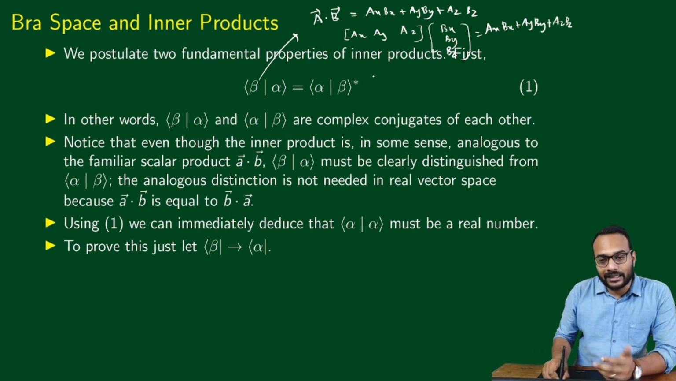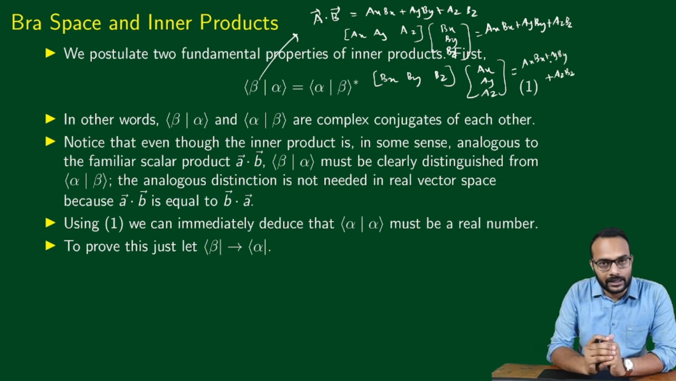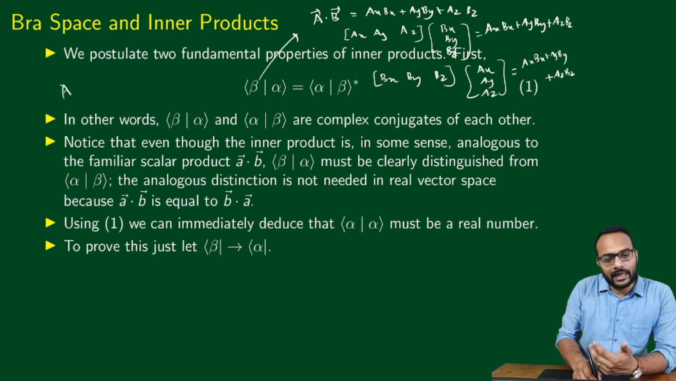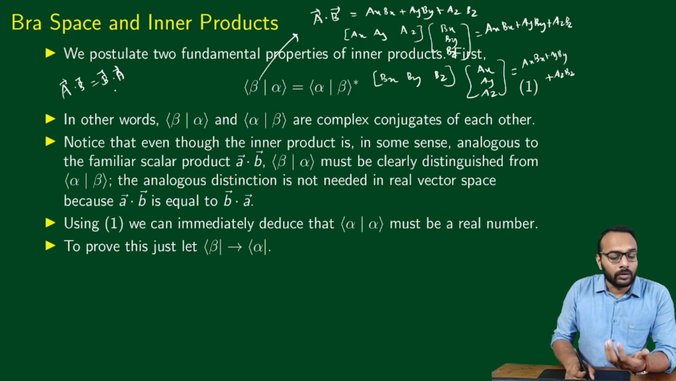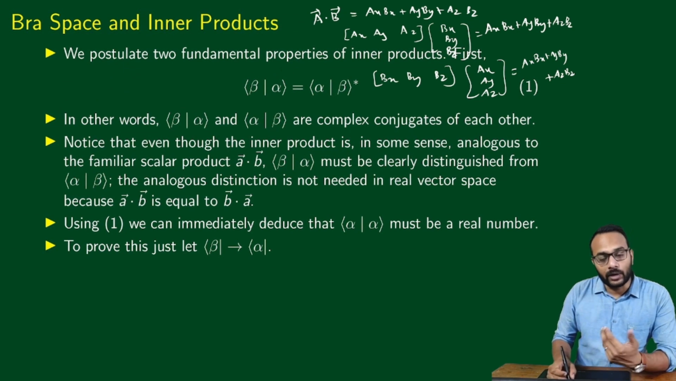Now we could write the same thing by taking the dual vector corresponding to b vector and doing the same thing. We could simply write this as the row bx by bz times the column ax ay az. And again, you will get the same thing, ax bx plus ay by plus az bz. So we can say that a vector dot b vector is equal to b vector dot a vector. It doesn't matter whether a vector comes first and then b vector after, or b vector comes first and then a vector. The scalar product, the inner product, is the same in both cases. But that's not the case for us in the complex vector space that we are dealing with.